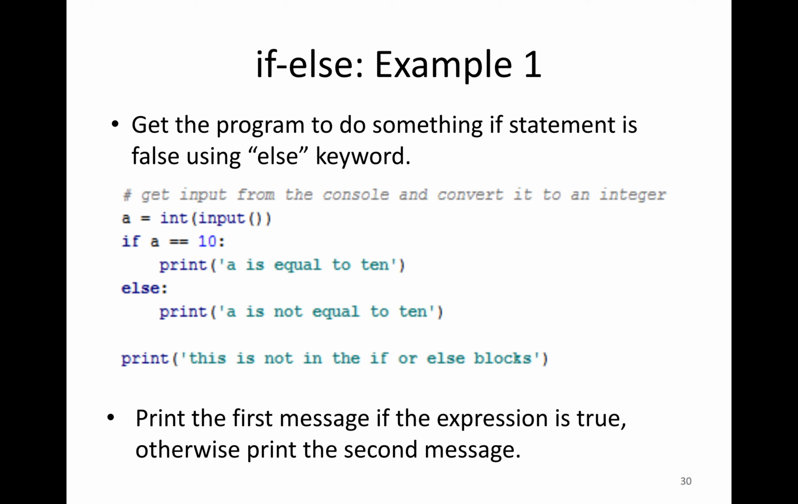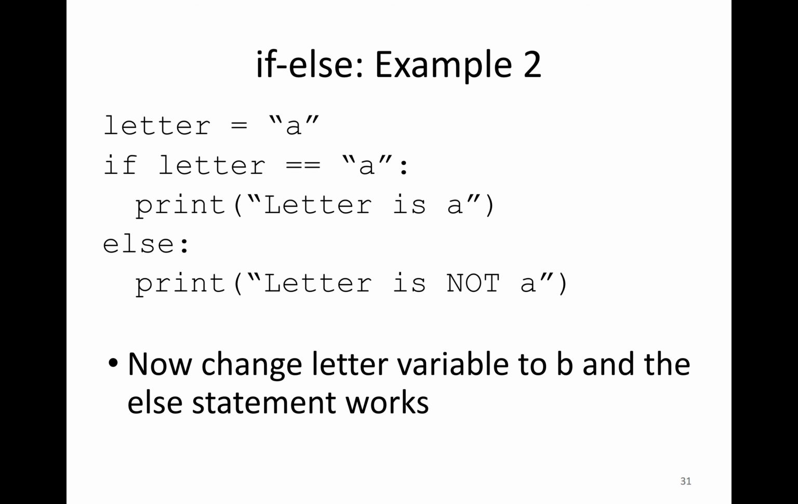If A is equal to 10, print A is equal to 10. Else, print A is not equal to 10. The print statements are indented. The last print statement is not in the if or else block, so you can see it is not indented. It prints the first message if the expression is true, otherwise it prints the second message.